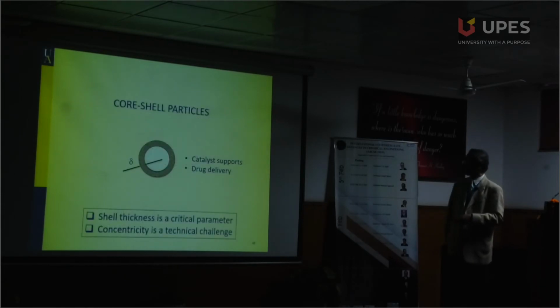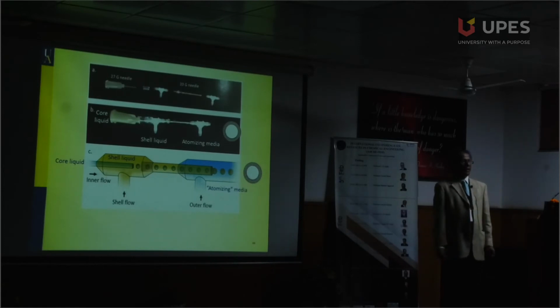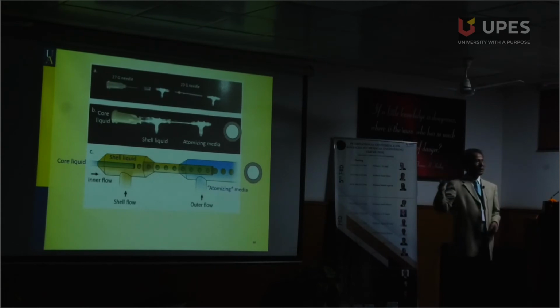The core-shell particles we created the same way, but we extended another wing. A core liquid and a shell liquid gave us one droplet, another outer flow gave us another shell, and then we basically take it out. And we can in fact keep on adding layers to the droplet without any problem.